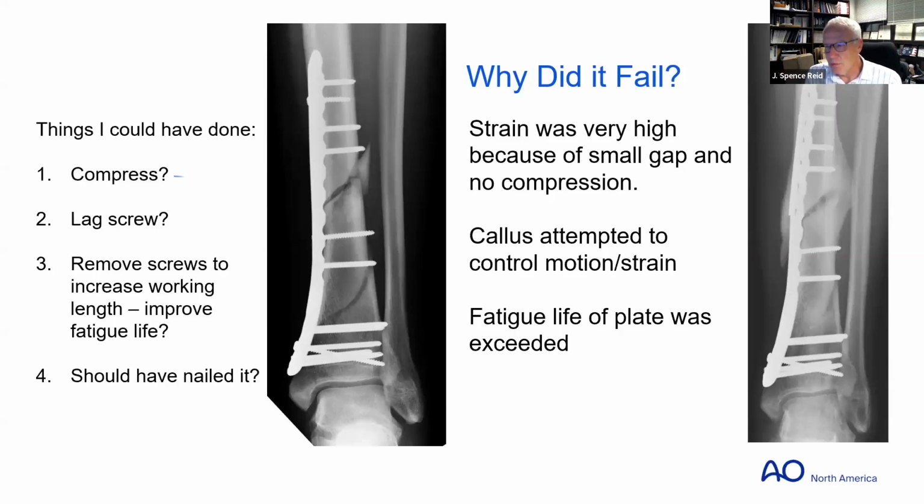Should I have compressed that by opening it, or should I have put a lag screw across it? The reduction isn't perfect. How about this? What if I removed those screws to increase the working length and improve the fatigue life of the plate? I don't know, or should I have just nailed it? That's what somebody told me. Well, you should have just nailed it, and the whole problem would go away. But from a strain theory standpoint, I think this is an interesting phenomenon. What could we have done differently to change that outcome?